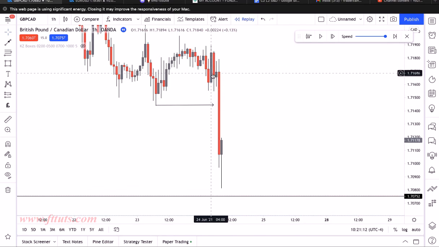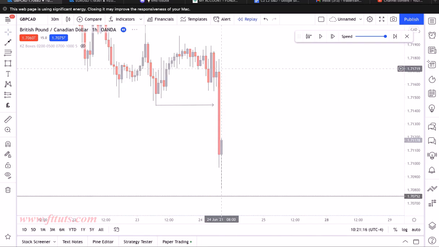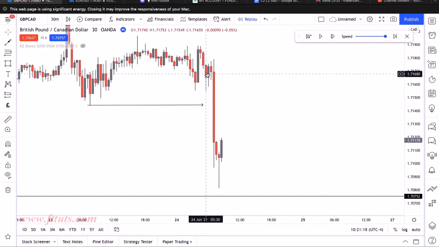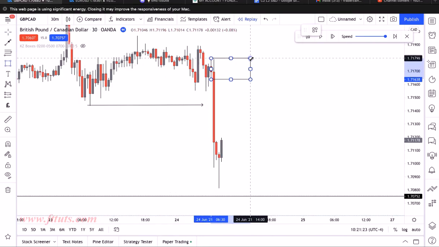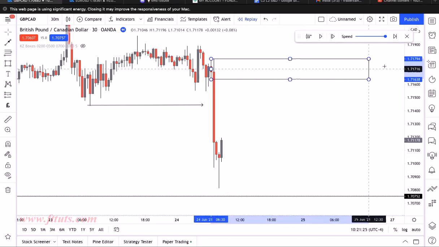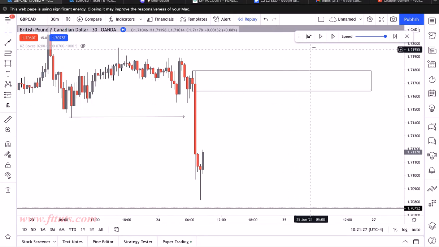And what do we see right over here? A beautiful indecision candle, right? Even cleaner on the 30-minute. So you'd mark out that indecision candle, right? And now we'll wait for price to pull back.